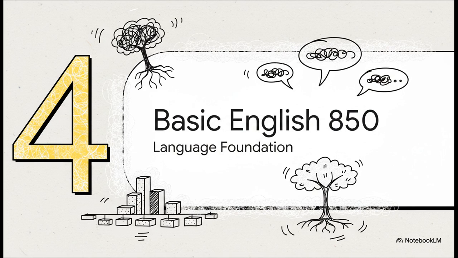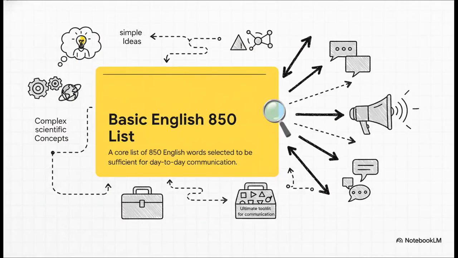Okay, so that number, 850, it refers to this thing called the Basic English 850 list. And it's exactly what it sounds like, a super carefully chosen group of words that act as the foundation for the entire language. Now, here's the really mind-blowing part. Linguists figured out that with just these 850 words, you can explain pretty much anything, from your day-to-day chats to really complex scientific ideas. It is the ultimate communication toolkit.